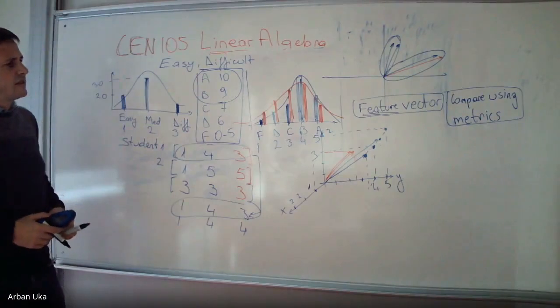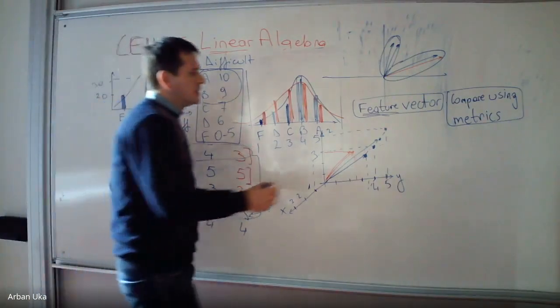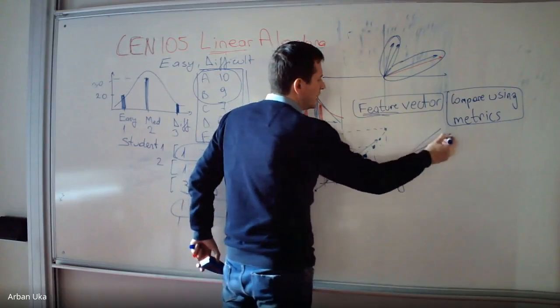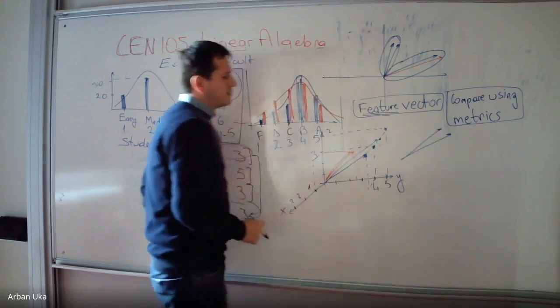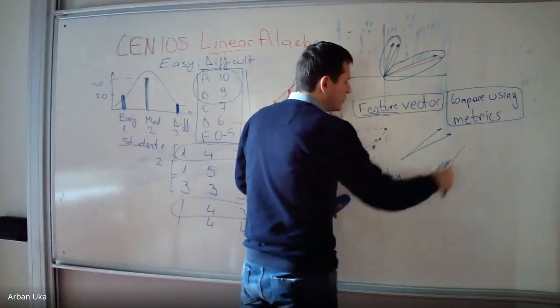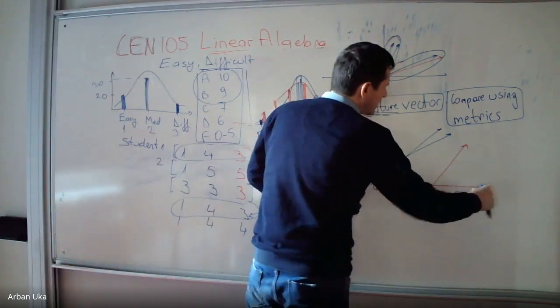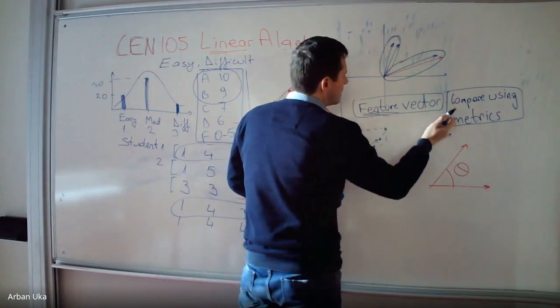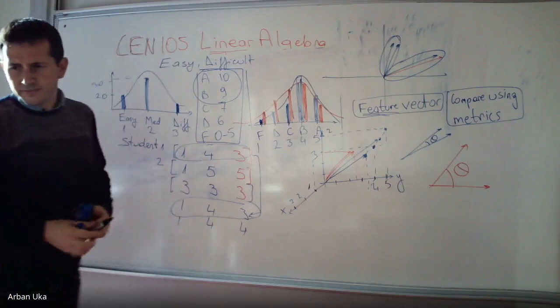And in the case of vectors, one way to do that is, for example, to check what is the angle between any two vectors. If the angle between any two vectors is small, we call that similar. But if the angle between two vectors is large, we say that they are not that similar. So we can have a look at this angle theta here.